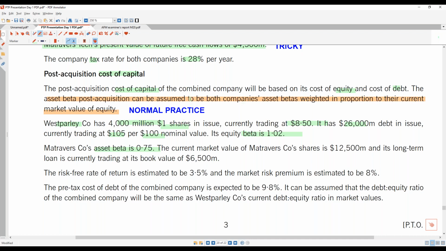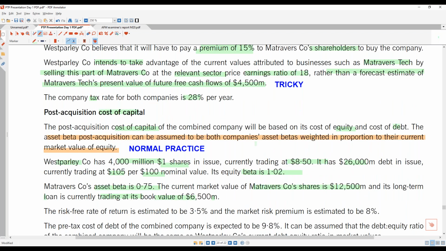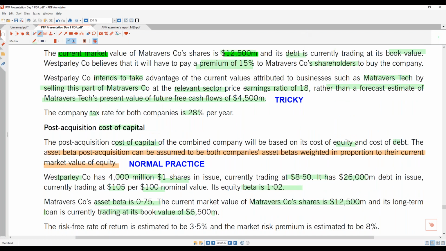Yes. This is again a normal practice. But here, for the asset beta, the current market value of Matt Travers company share price is 12,500 and the long-term loan is currently trading at a book value of 6,500. Here also it is mentioned that debt is currently trading at a book value.